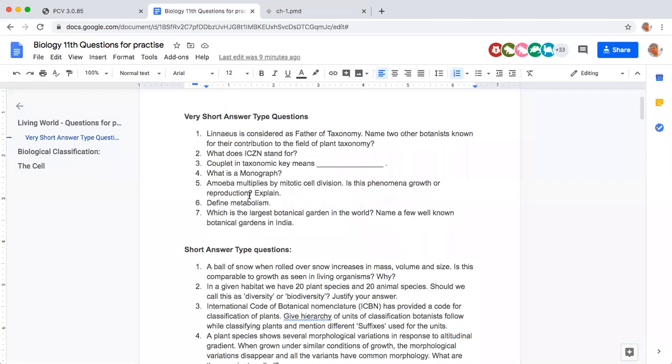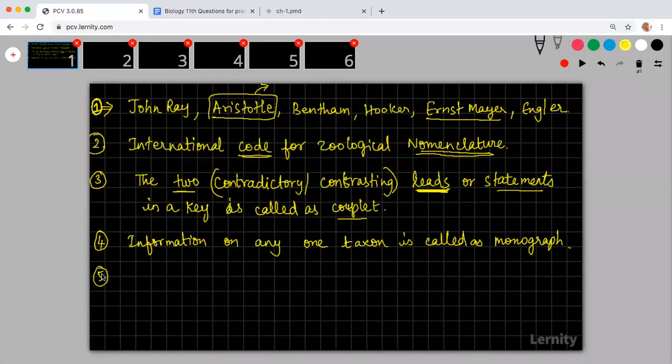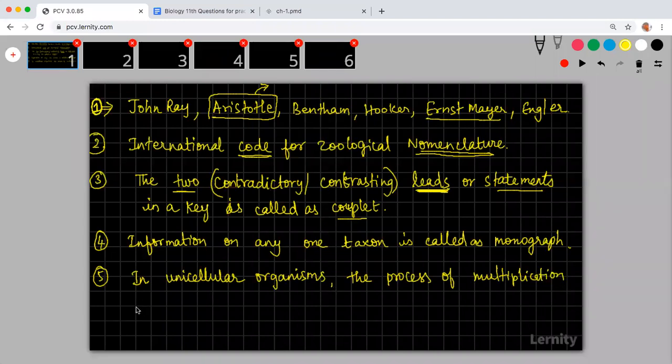Amoeba multiplies by mitotic division. Is this phenomenon growth or reproduction? Explain. Okay. What you need to know is whenever there is a unicellular organism, reproduction and growth are synonymous. Both are one and the same. So you have to use words like this: in unicellular organisms, the process of multiplication is considered synonymous with growth.